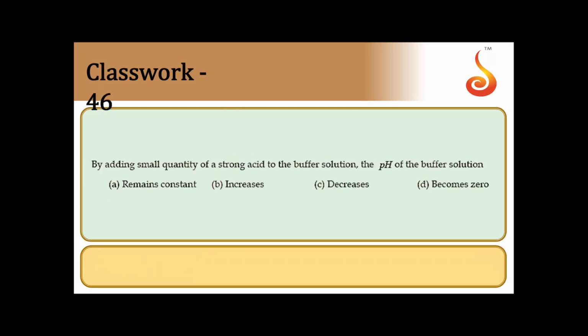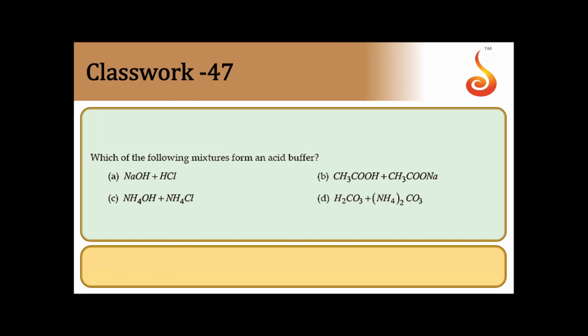Then 46. By adding a small amount of strong acid to a buffer, the pH of the buffer solution. When a small amount is added, the pH value of the buffer solution will not change. A small amount of acid, a small amount of base, or even dilution, the pH value of a buffer will not change. It remains constant because a small amount is mentioned. The value will not change. Option is A.